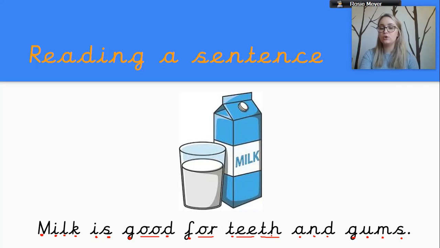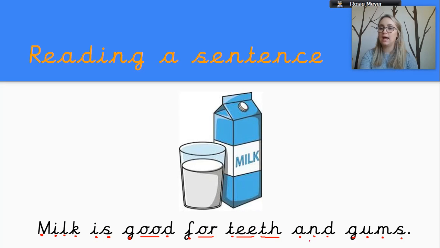This has got 2 digraphs in it. I wonder if you can read this word on your own now. Have a go at this word here, starting with the t, and see if you can work out what it says. Fantastic. Let's have a look together. It says teeth. Milk is good for teeth.